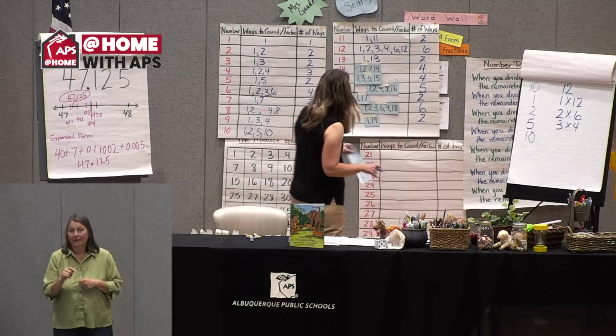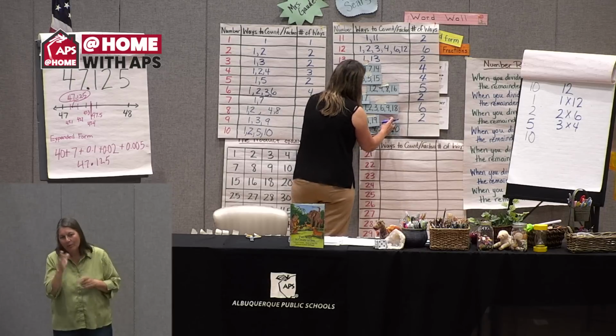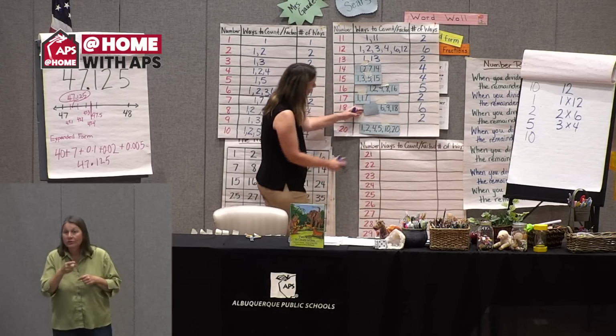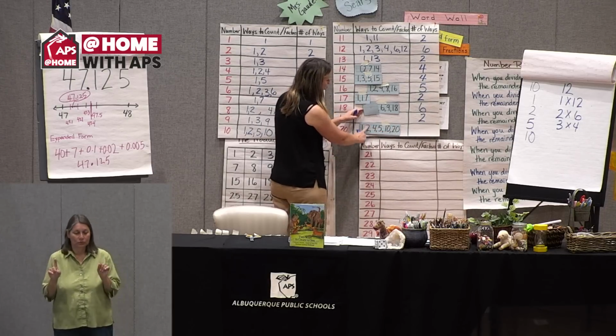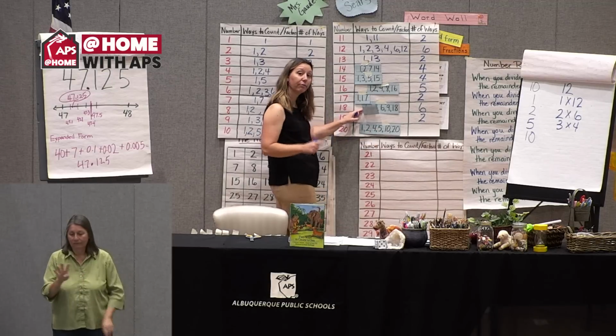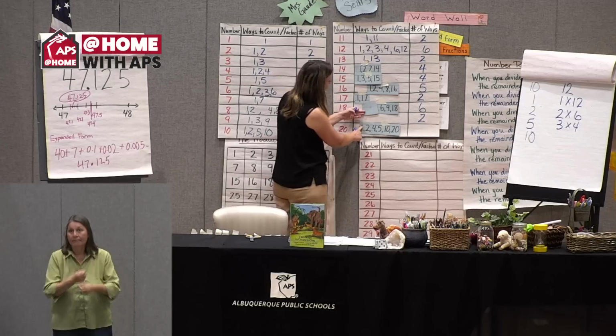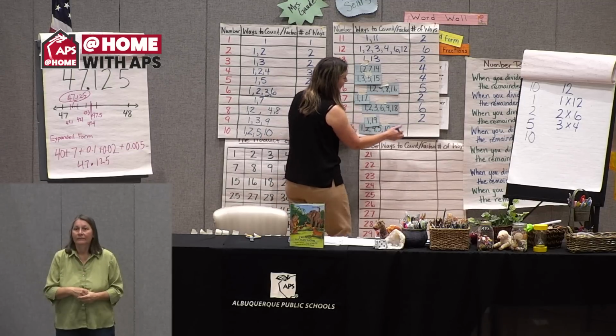Yeah, I heard it. You're all saying it's even. There's going to be a lot of factors. You're right. So we have 1 times 20, 2 times 10, and 4 times 5, which equals how many? 1, 2, 3, 4, 5, 6.